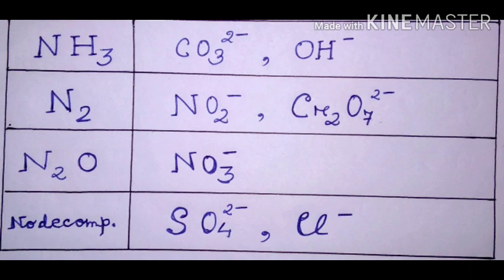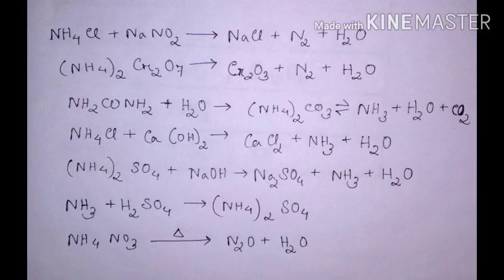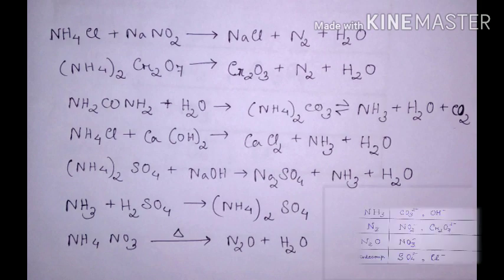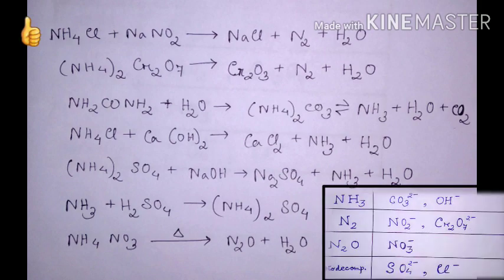Let's have a look at them once more and apply the two steps of double displacement and decomposition. In the first reaction, one of the products will obviously be sodium chloride and the other product should have been ammonium nitrite, but it decomposes to give nitrogen gas along with water as evident from the table. In the second reaction also, nitrogen gas will be produced along with water and chromium trioxide is the other product due to the anionic part of ammonium dichromate.